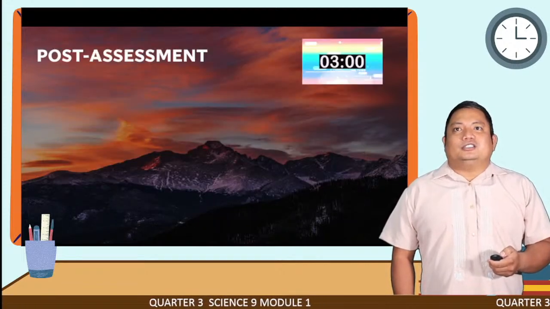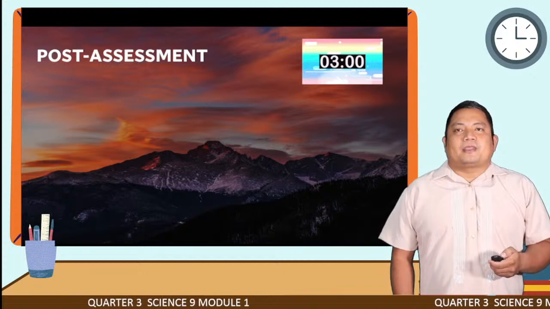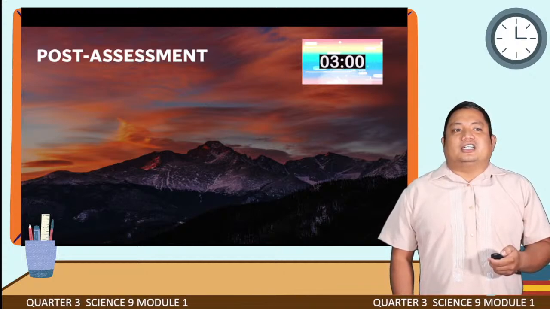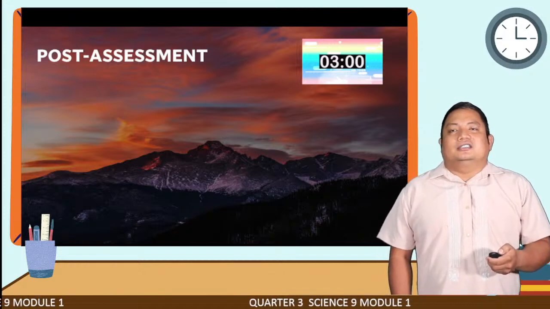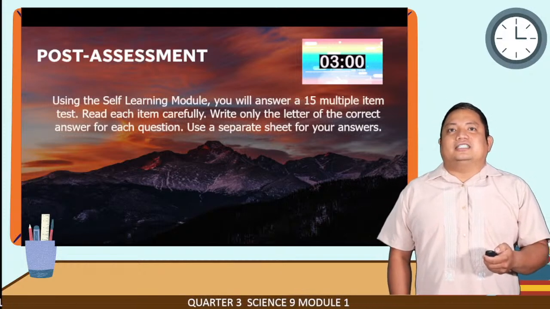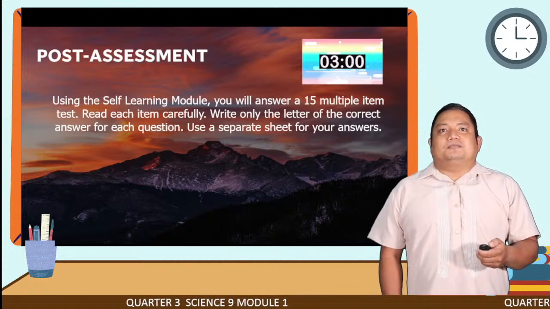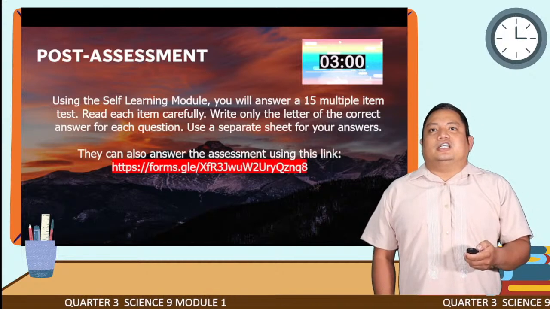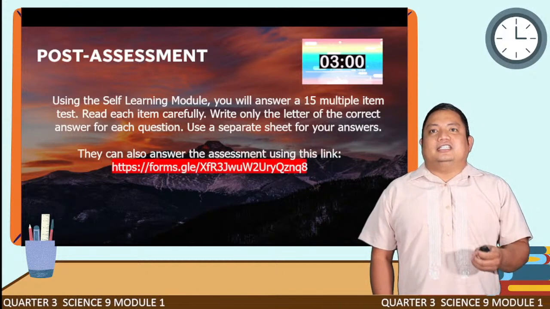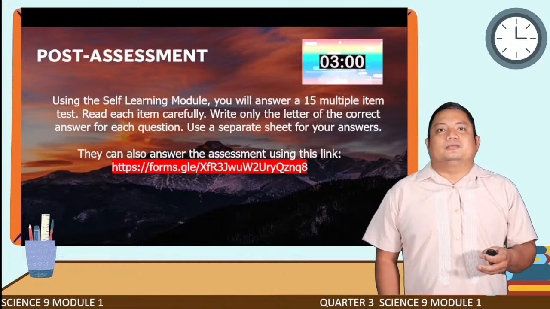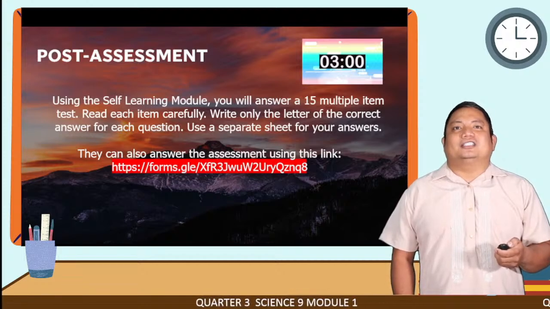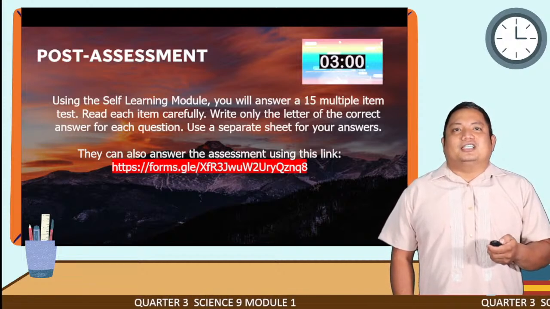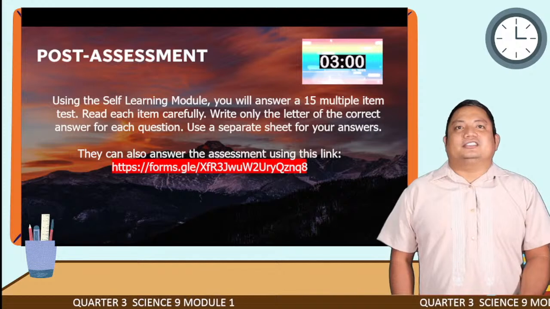So you're going to answer the post assessment for us to check what you have learned in this lesson. The same, using your SLM, you will answer a 15 multiple choice item test. You can also answer this using this Google form. We are going to give you 3 minutes to answer the said post assessment. Timer starts now.